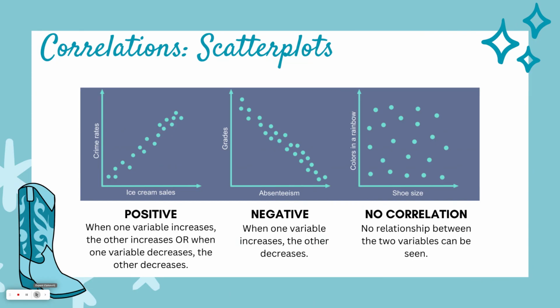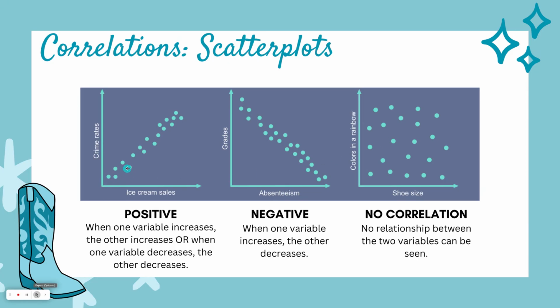So these are what scatter plots look like. We can see in all of these three, we have two variables, for example, ice cream sales and crime rates, absenteeism and grades, and finally shoe size and colors in a rainbow. And what we're talking about in terms of scatter is you can see these have very little scatter and they form almost a straight line. For my stats people, we'll learn this is called the line of best fit. Or we can see them very scattered, meaning you see no sense of a line as we see over here. And what this tells us is the strength of the relationship.